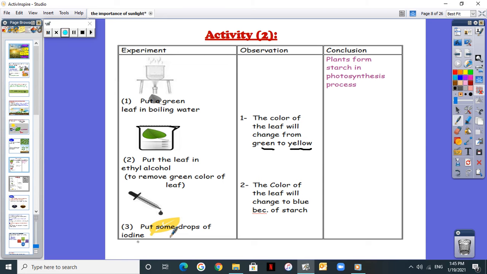Okay, we take this yellow leaf and put some drops of iodine, which we also bring from the science lab. When we put iodine on the yellow leaf, the color of the leaf will change from yellow to blue, because of starch. So we conclude that plants form starch in the photosynthesis process.